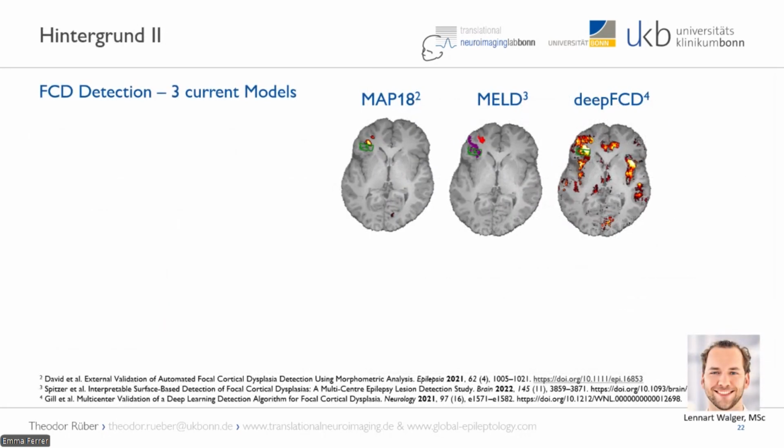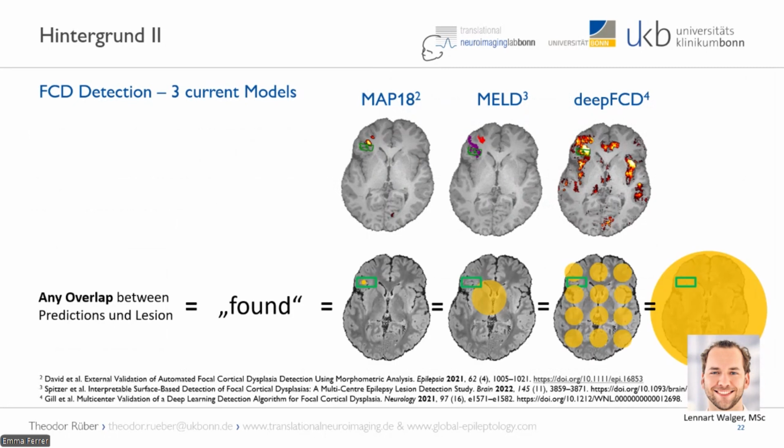Let me show this point now. This is also one of these algorithms that try to automatically detect these FCDs, these small little lesions. And what they count as a lesion being found is if the prediction has a 1 voxel overlap with the ground truth.